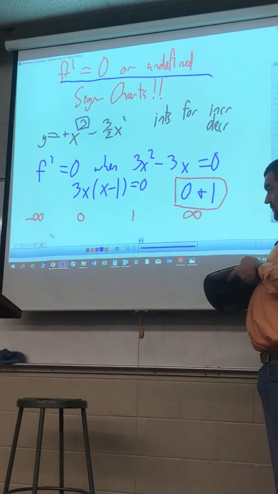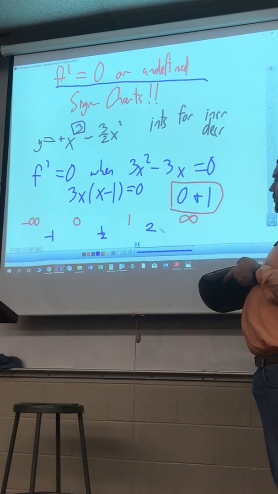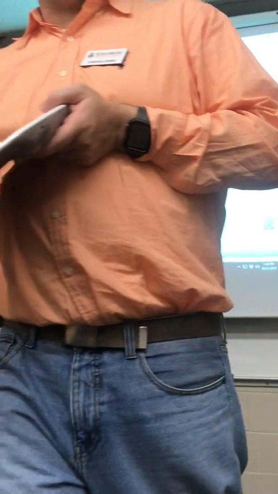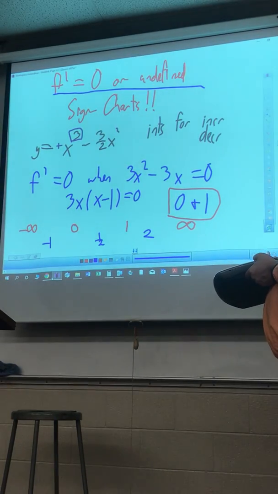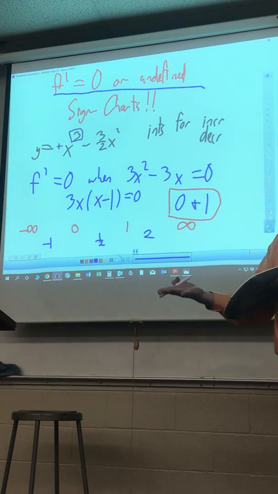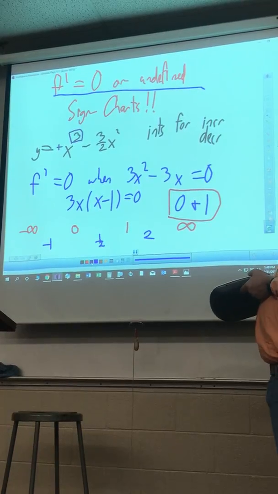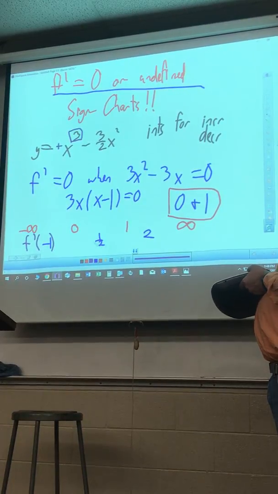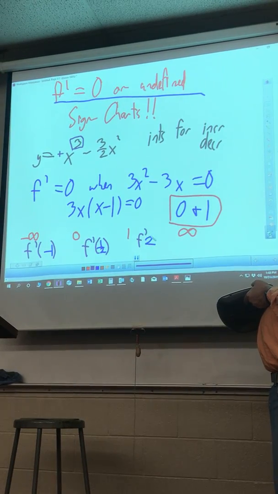Negative 1. You guys were doing sign charts before. What's a good number between here? And then hopefully you say 2 or 20 or whatever. Now, we're not plugging these into the original function. This is not absolute extrema. This is called relative extrema. Remember, we only find our intervals of relativity based on whether the first derivative is positive, negative, or 0, right? So when you plug in -1, you're actually going to plug in -1 into the derivative. When you plug in 1/2, you're going to plug in 1/2 into the derivative. f prime of 2, not f of 2.